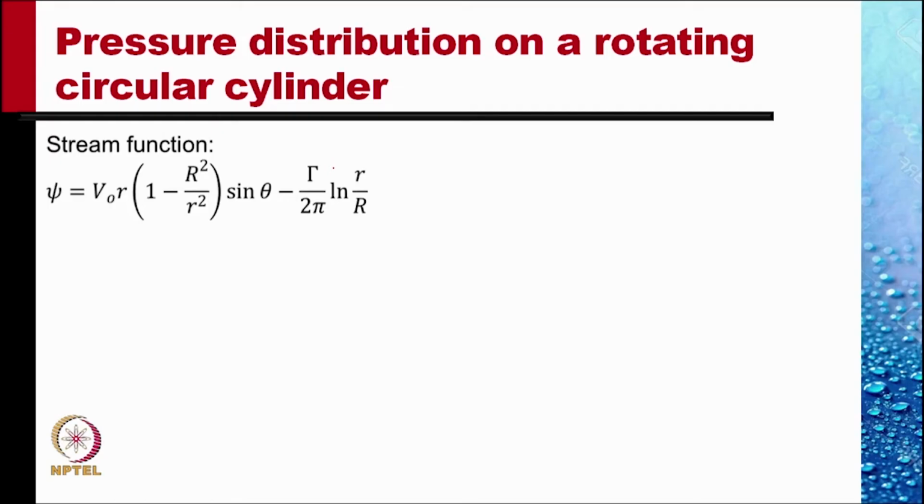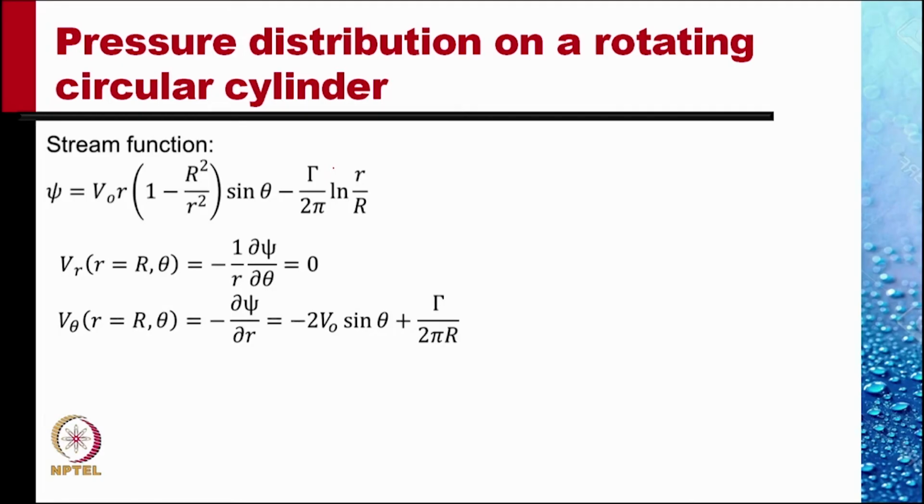We can find out the velocity components in the same fashion as before. These are the velocity components on the surface of the cylinder at r is equal to capital R. Of course, the radial component of velocity is 0. There is no flow penetrating or coming out of the cylindrical surface, but the theta component is minus twice V naught sine theta plus gamma by twice pi r, where gamma is related to the rate of rotation of the circular cylinder.